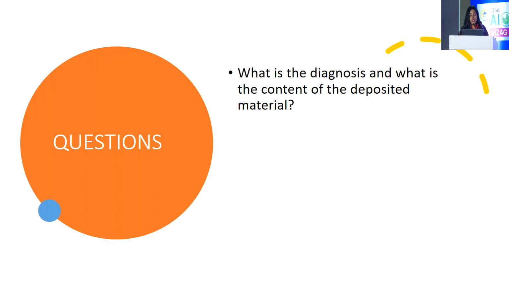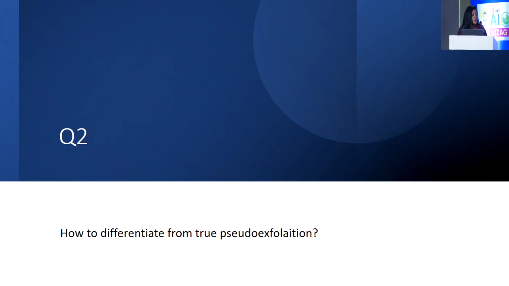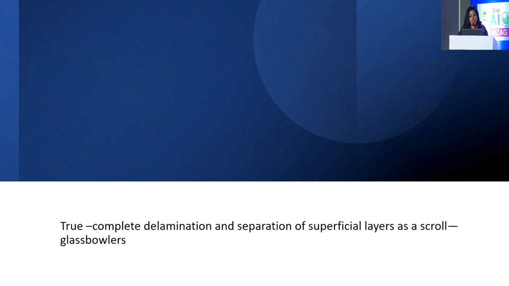So my first question is, what is the diagnosis and what is the content of the deposited material? Cataract with pseudoexfoliation. So it is a case of pseudoexfoliation, and the deposits are actually elastin fibers, mainly containing fibrillin and alpha elastin. So the second question is, how to differentiate it from true exfoliation?